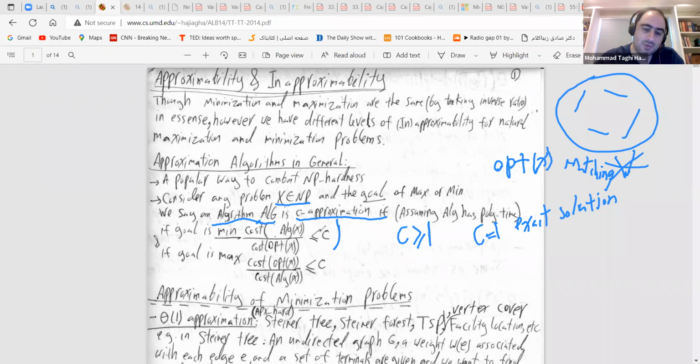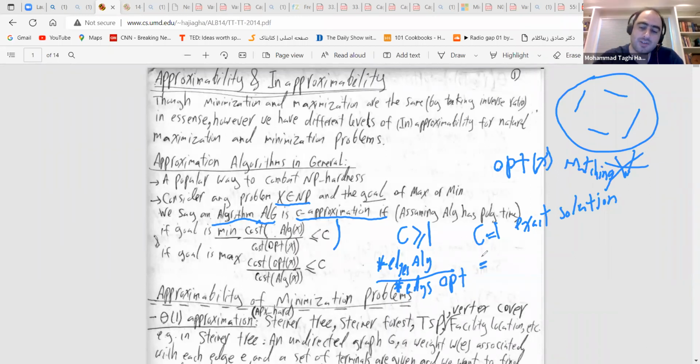What will happen if we want to use the first definition? Of course, in this case, because it's a maximization problem, the cost of our algorithm, or the profit of our algorithm, or the number of edges in the algorithm, over the number of edges in opt. Of course, the size of the algorithm would be less than the size of opt, because opt is the maximum.